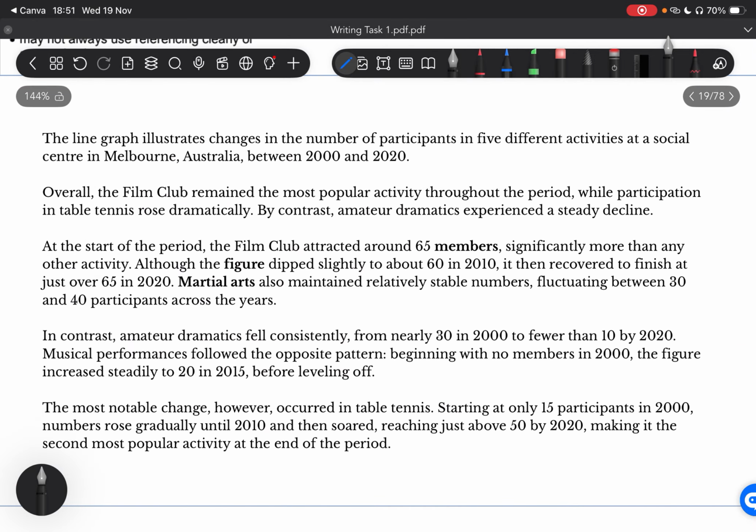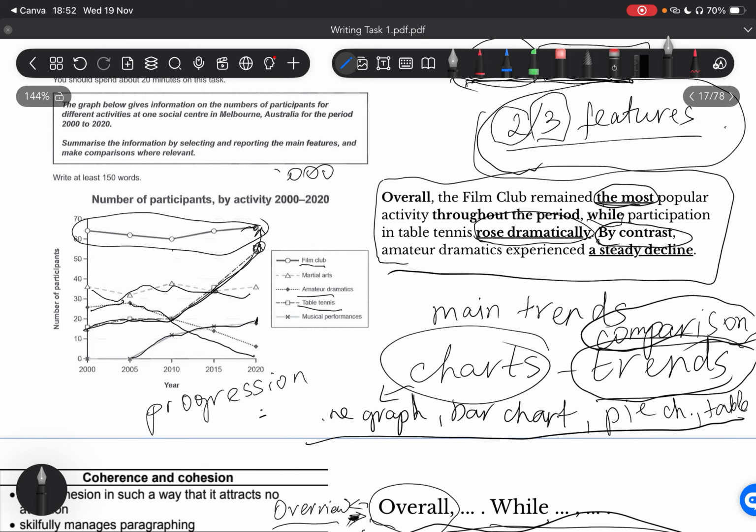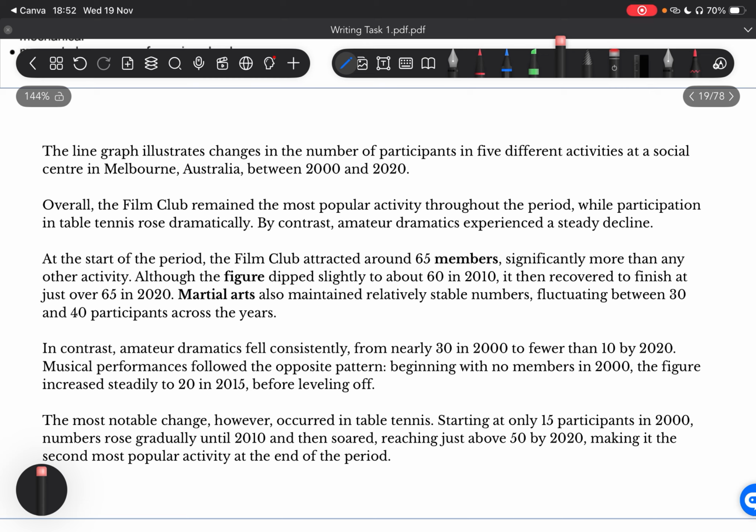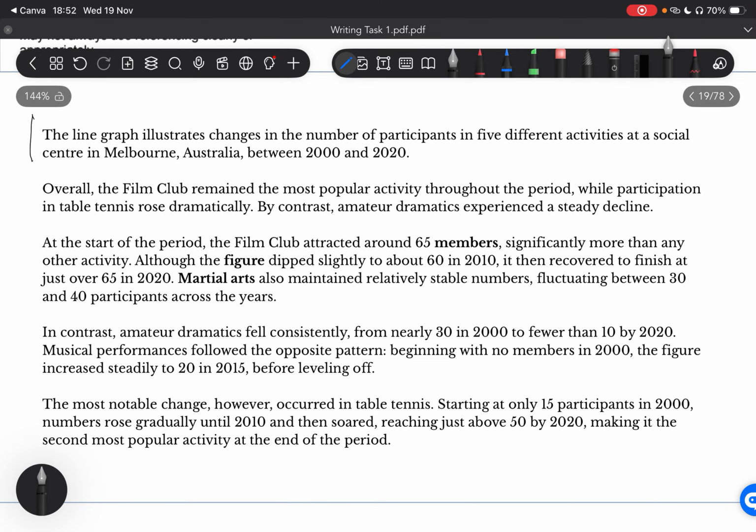Here we have a sample report. So it's about that graph that we have here. So let's take a look how it was written. The first paragraph is just the introduction paraphrased. The line graph illustrates changes in the number of participants in 5 different activities at the school's social centre in Melbourne, Australia between 2000 and 2020. For overall, it says the one that we read previously, and now it's main body 1 and main body 2.